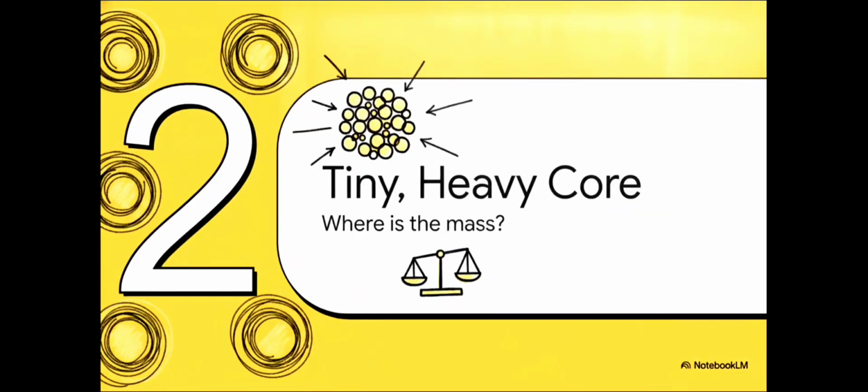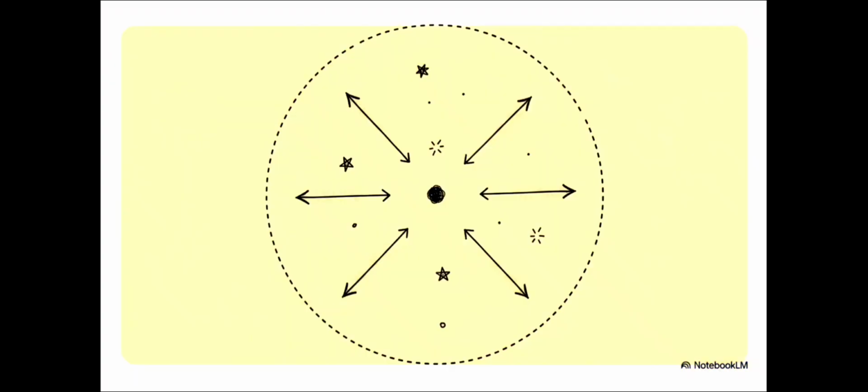Moving right along to Section 2, the tiny, heavy core. Where is the mass? So we know how to weigh an atom now, but where exactly is all that weight physically sitting? To grasp this, you kind of have to completely reframe your mental picture of matter. The distance from the center of the nucleus all the way out to the outermost electron orbit is vast. Seriously, picture an atom as this huge, largely unoccupied space, with a minuscule microscopic dot right in the dead center holding practically all of the weight. The total atomic size dwarfs the nuclear size.